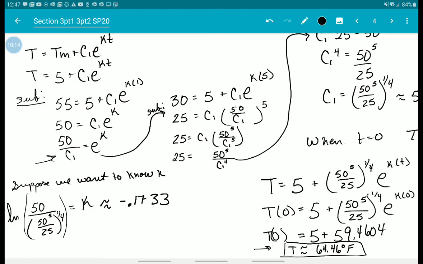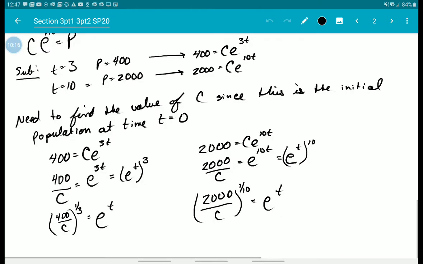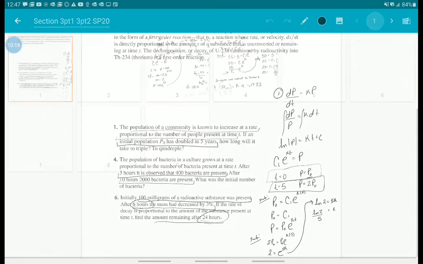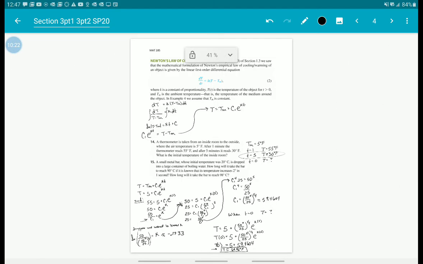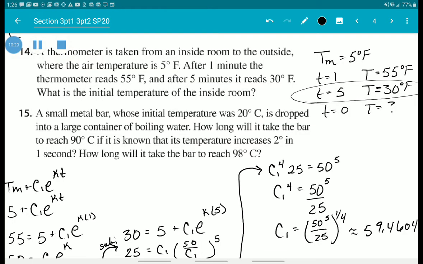So let's do the next one. Let's look at 15. So in this problem, we have a small metal bar. The initial temperature of the bar was 20 degrees. So that's telling us what's happening at time 0 for the temperature of the bar. It's dropped into a container of boiling water, so we know the temperature of the medium.